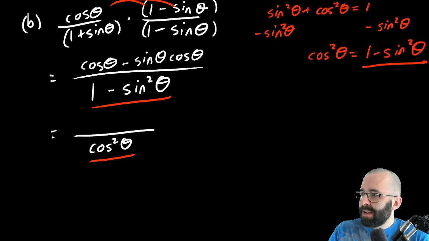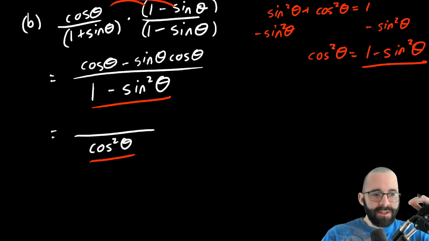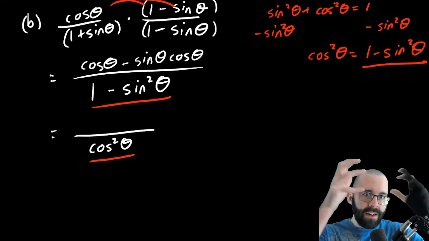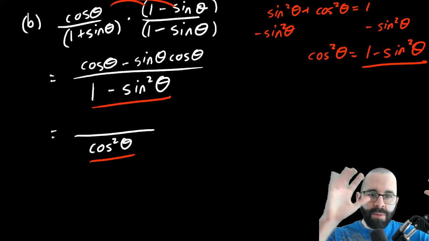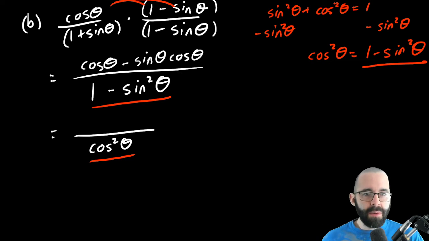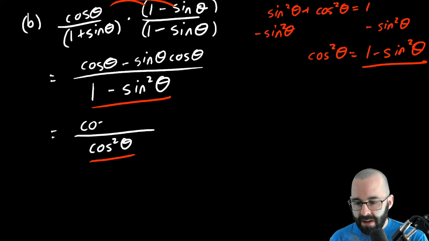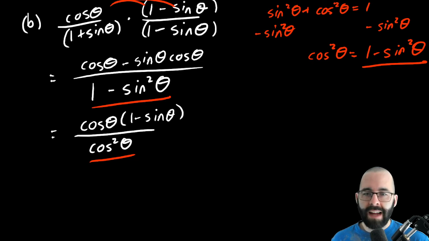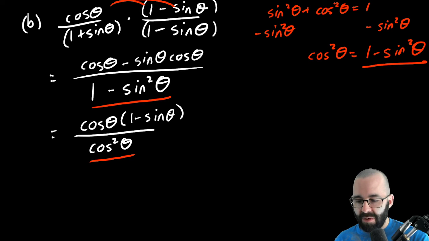So sometimes you play with something and then you have to undo what you did. You just try to move things around, try to see things from different perspectives, try to see things from different angles, move things until something kind of falls into place. So we're going to factor the top and get cosine of theta times 1 minus sine of theta. Because now it's fully factored and we can start canceling fractions.